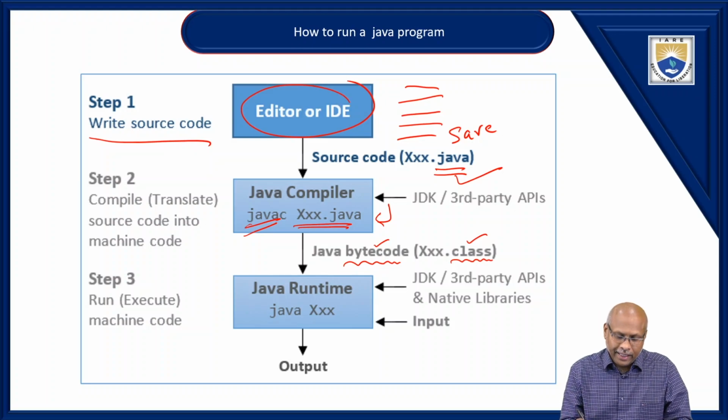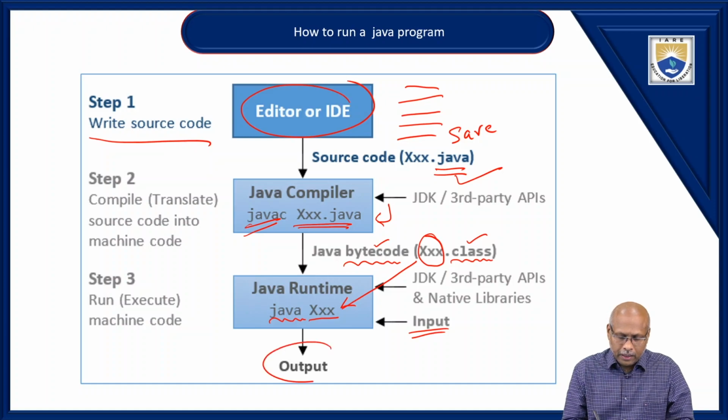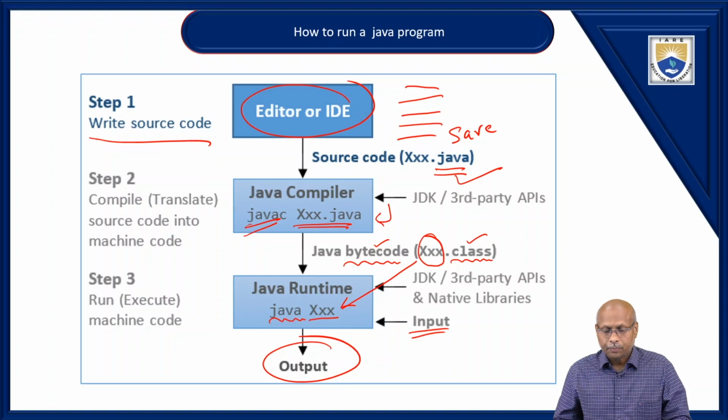Once the bytecode is ready, then you have to execute. It has to run. So to run the bytecode, there is a special tool called Java. So use Java followed by the bytecode class. Don't give .class, just the name of the class. That is the name, and you have to write it here. Once you give this, it may need some input. After taking input, you will get the output. So this is the way the Java program works.